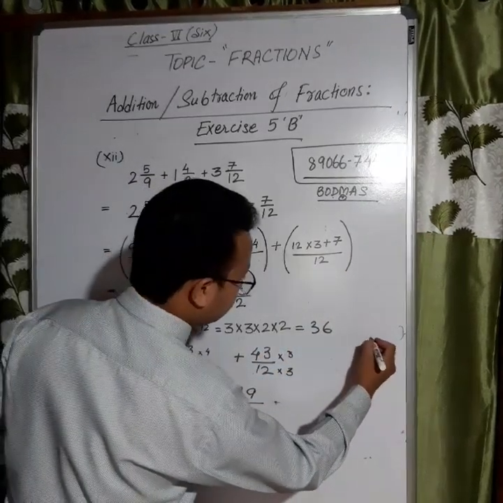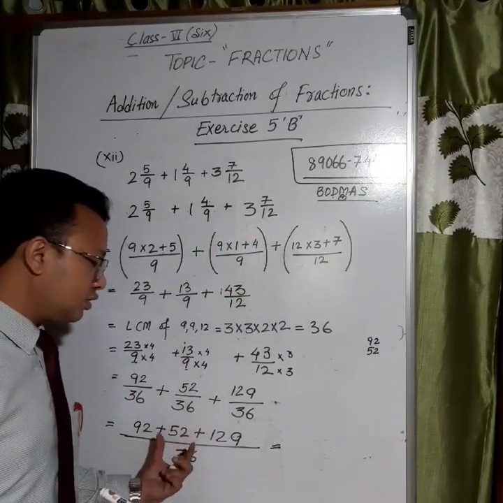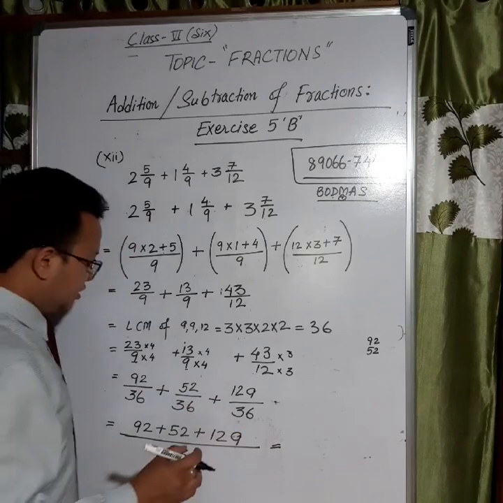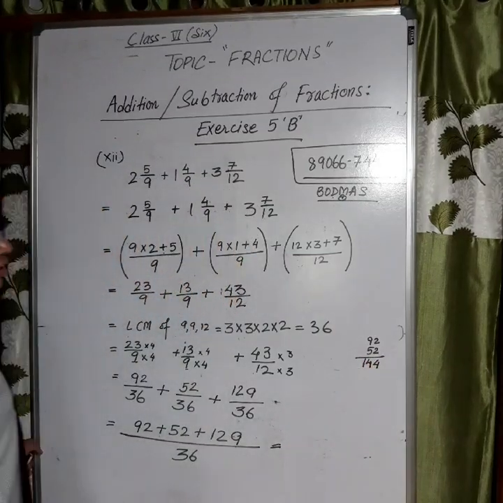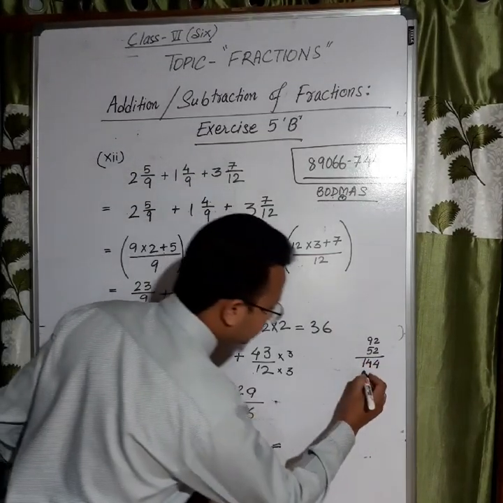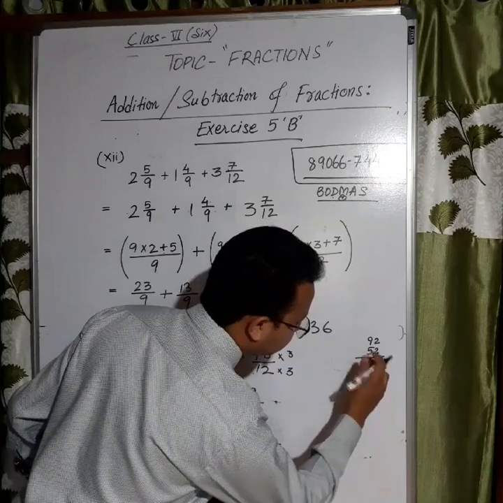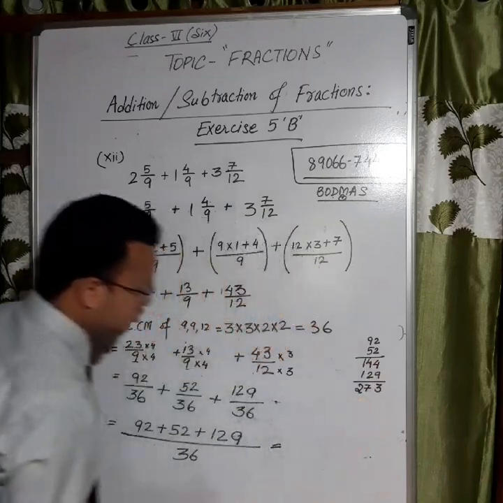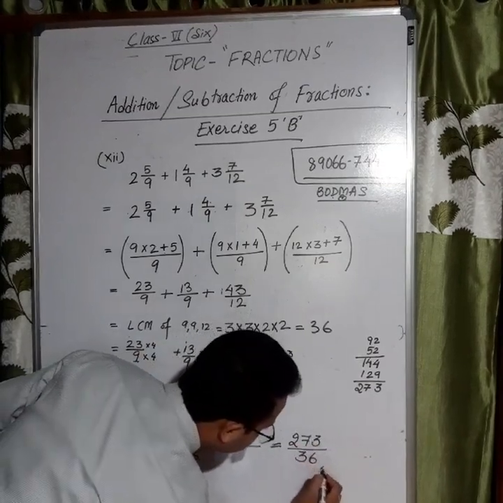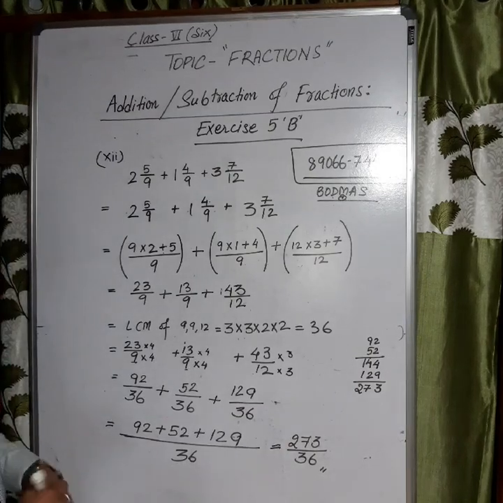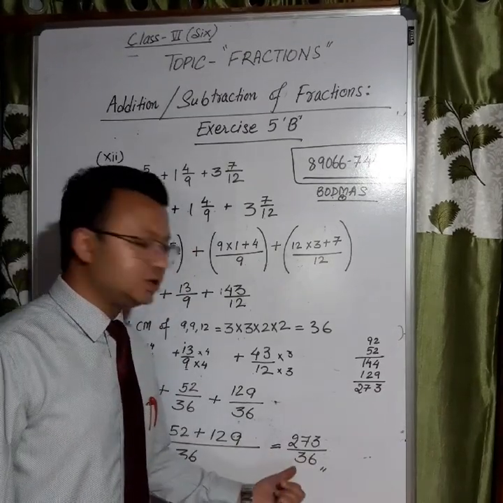Alright, so you add 92 and 52 first. Don't add all together. If you are getting confused, don't add all together. You can just add 2. Whatever is the answer, you can just add it with the third one. Alright. So 92 and 52, that is 144. So we are left with 129. So we'll add this. 9 plus 4 is 13. 4 plus 2 is 6. Plus 1 is 7. 1 plus 1 is 2. So it is 273 upon 36.